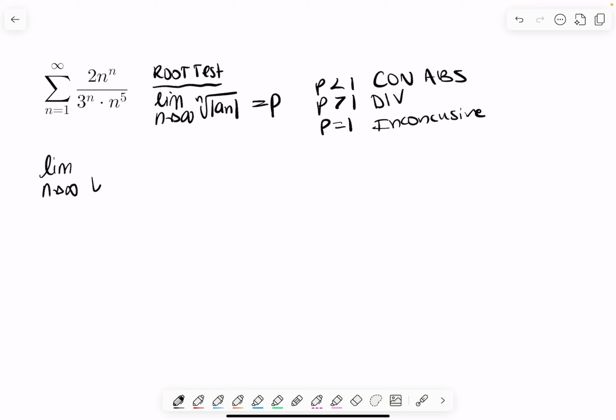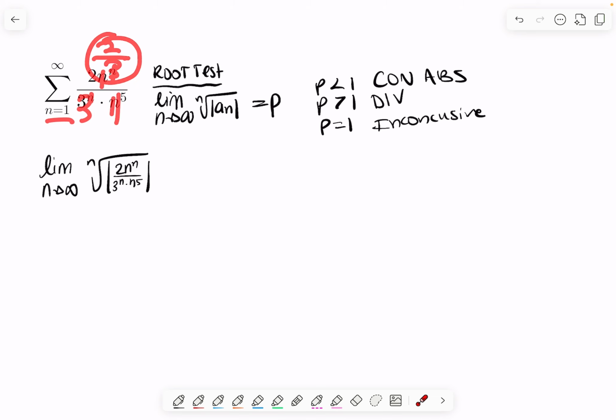So let's take the limit of the nth root of the absolute value of our sequence. That's going to be 2n to the n over 3n times n to the fifth. But if you notice, the least that you're going to plug in is 1. So if you calculate, this is just 2 at the top, this is just 3, and this will always be 1. So 2/3 is the least it could ever be. So it will never be negative, so you don't need absolute values, and you can get rid of that.